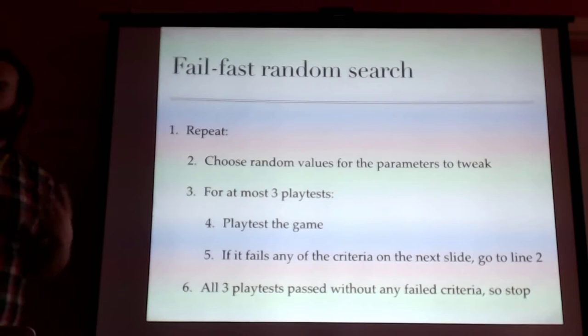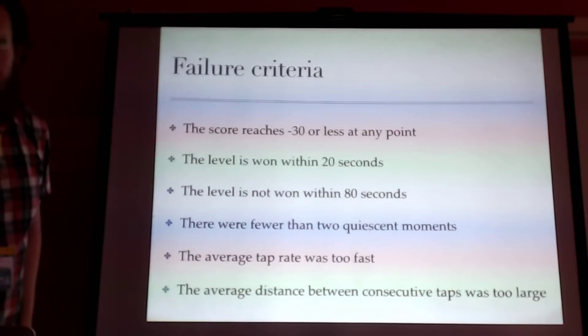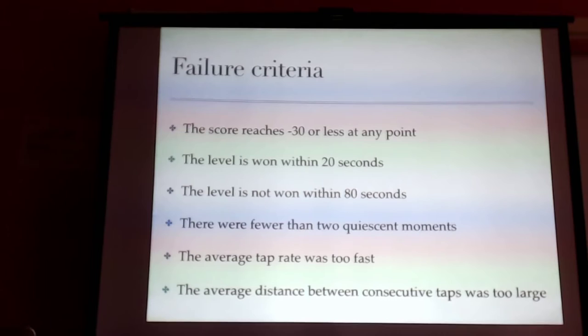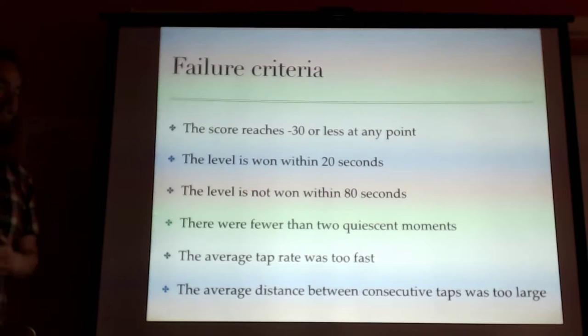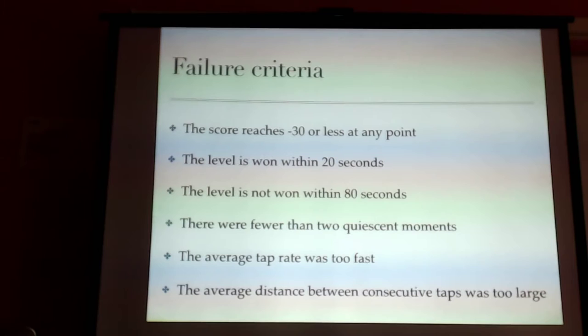So the criteria we look at, just briefly, if the score reaches minus 30, then the game's too hard. Like if you have a very rapid spawning of blues, so they just rain down from the top and all pop instantly, that's too hard, throw it away. If you can win the level within 20 seconds, that's too easy. I should have said, by the way, the win condition for this game is reaching a score of, depending on the level, either 50 or 100 points, which an expert player like Simon can usually do in less than a minute. So that's our benchmark. If you get it within 20 seconds, then that's probably too easy. And likewise, if you've got to 80 seconds and you haven't achieved it, then it's probably too hard.